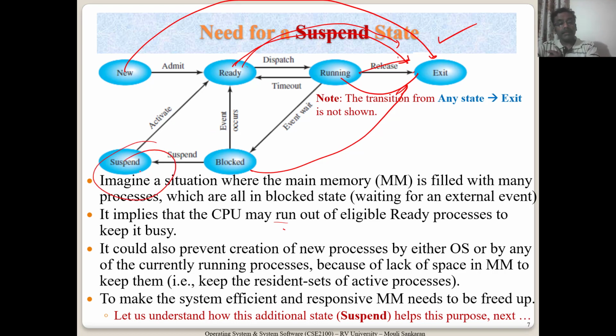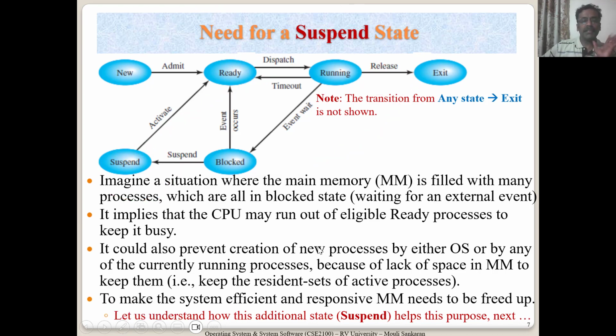Now, what is the possibility of suspend becoming exit? It could be that the OS moved the process out of main memory and it was on the hard disk. During that time, someone killed the process. It could be for many reasons: the system may be overloaded, or the system is shutting down, or whatever the reason, the process is killed, and that leads it to the exit state. These are all the different ways that any state could lead to the exit state. You should remember that this is not shown on the diagram for simplicity.